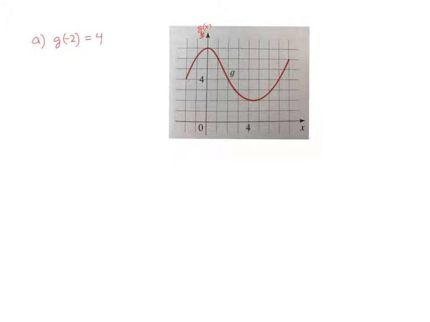Now I want g of 0. G of 0 is going to be right here when x is 0. And we're going to end up getting 4, 5, 6, 7. So g of 0 is 7. And if I want g of 7, that's going to be right here. 1, 2, 3, 4. G of 7 is going to be 4.